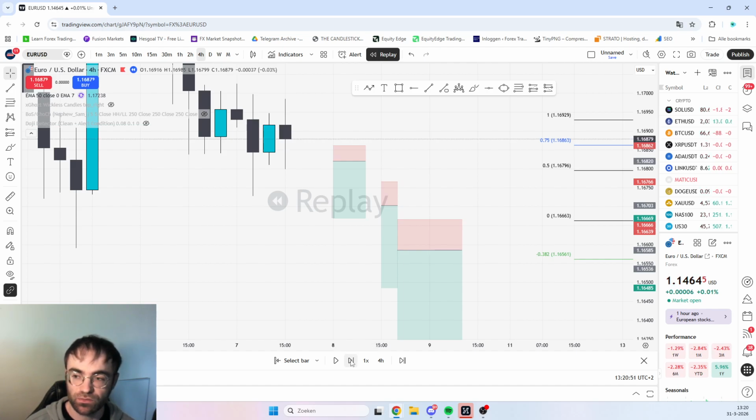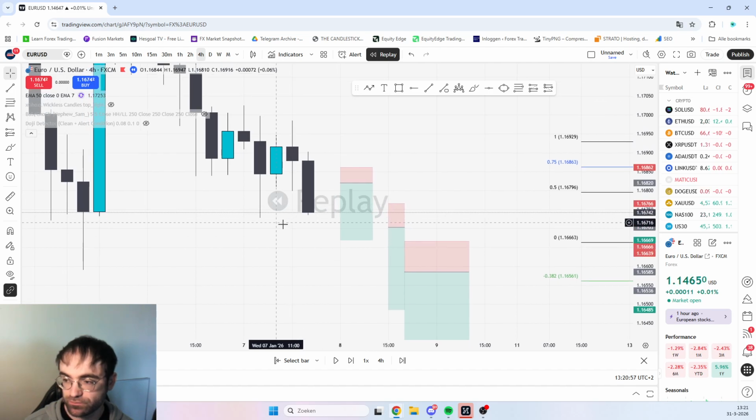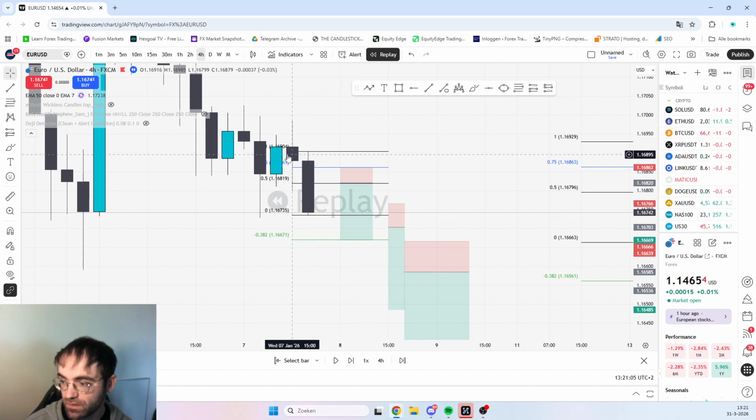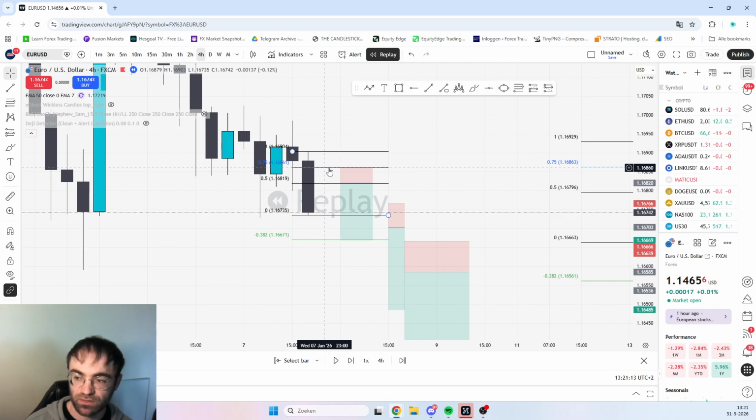Basically, what we do is we wait for a strong engulfing candlestick, like for instance this one. It's a strong engulfing candlestick. We do draw up the Fibonacci retracement from, in this case, top to bottom. And we have a few levels. We have the 1, of course, and the 0 from the top to the bottom. And we have the 0.75 level, which will be our stop loss.